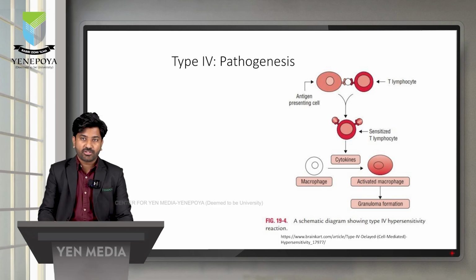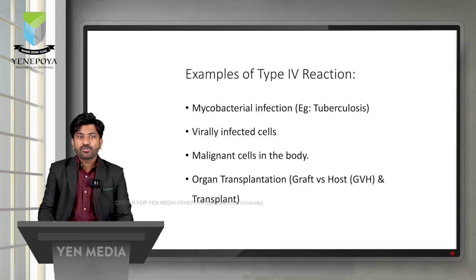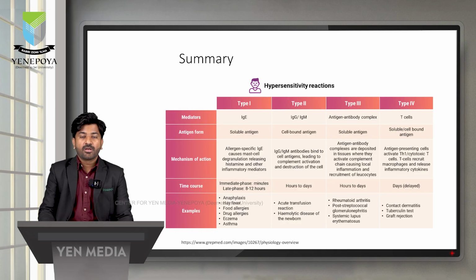4 hypersensitivity reaction. Here majorly the T lymphocytes are being sensitized, and overactivation of the T lymphocyte results in type 4 hypersensitivity reactions. The examples of type 4 reactions are mycobacterial infections such as tuberculosis infection, virally infected cells, malignant cells in the body, organ transplant, graft versus host reaction and transplant reactions, all falling under the type 4 delayed hypersensitivity reaction. Moving on to the summary of my session.